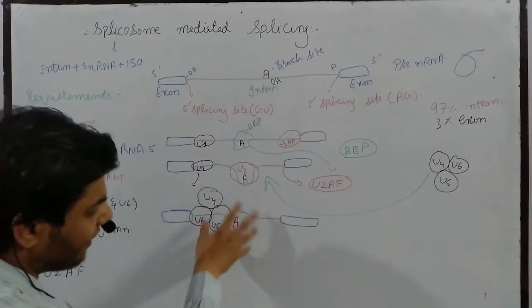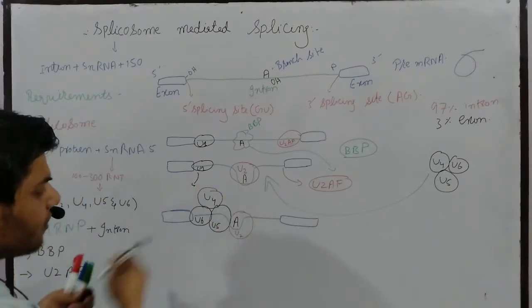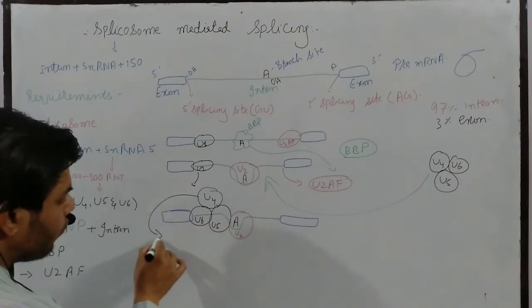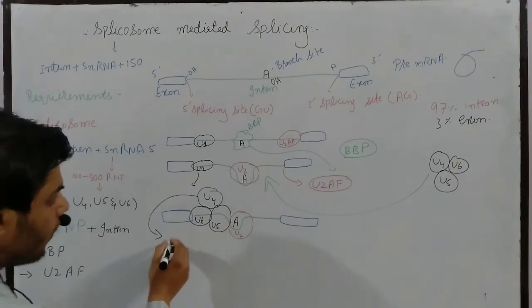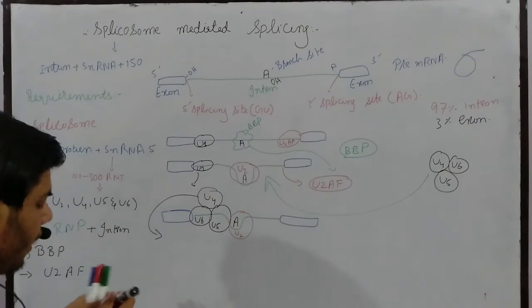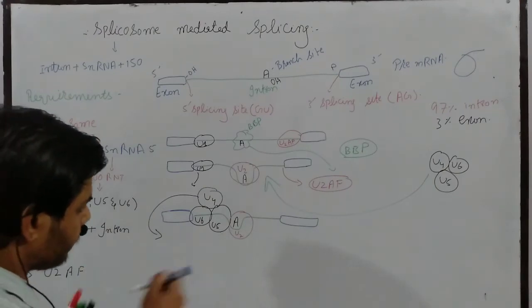protein, then a lariat structure will form, and due to this lariat structure, this U4 is also released out. So the U4 is also released out, and we will get the structure like that.